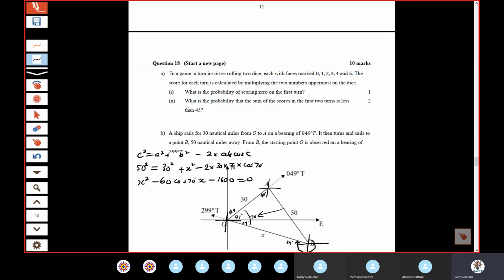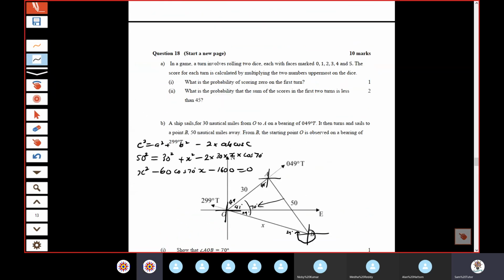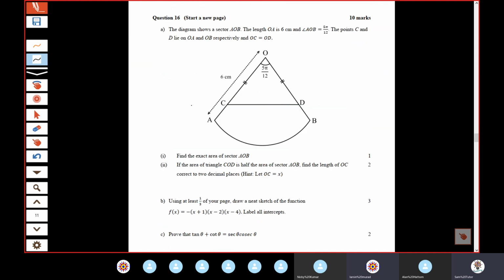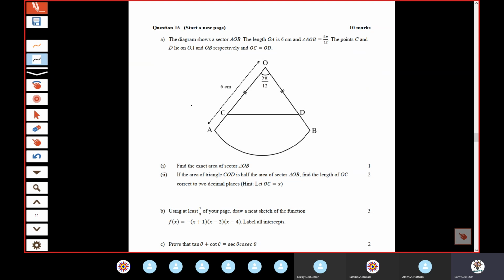These ones, question 18. 17 and below. 17. No, more up. 16 and 17. 16, this one. Yep. Right.